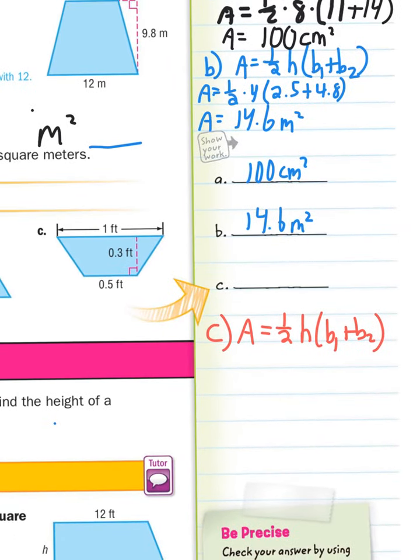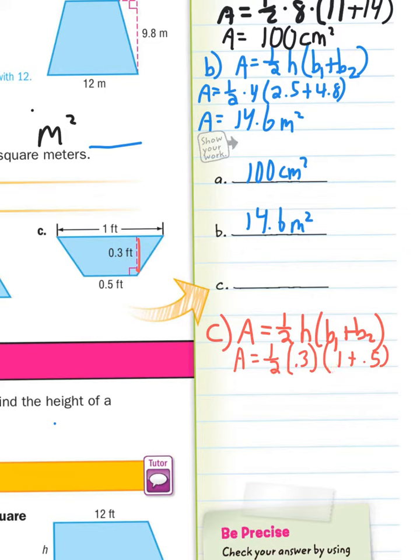I have my formula written, so I'm going to substitute. Area is half times the height, which is right here 0.3. Because it's 0.3 in a decimal, I'm not going to use the dot. So I'm going to use parentheses for 0.3 to show multiplication. Times base 1 plus base 2. Base 1 is 1 plus base 2 is 0.5. Okay, so double check that you have this written. Half times 0.3 times 1 plus 0.5.